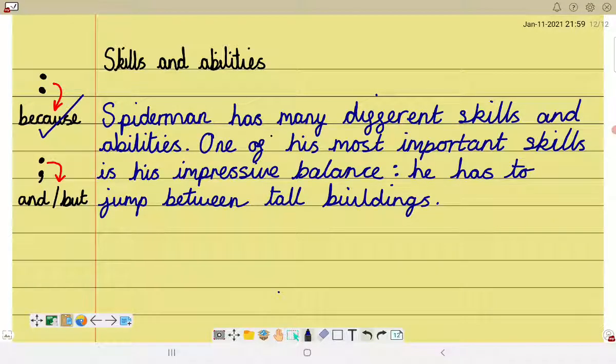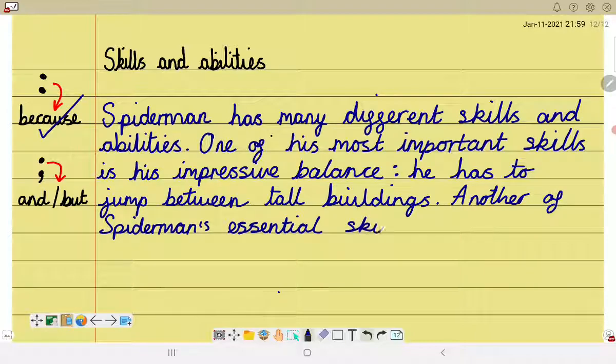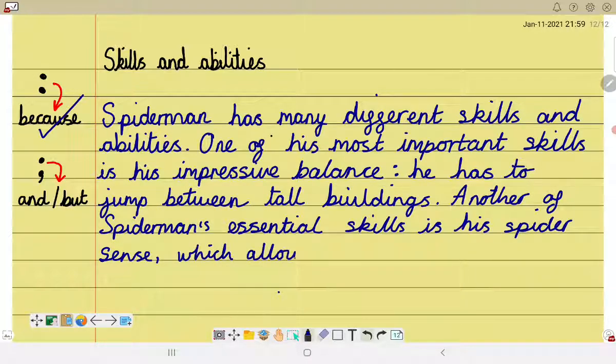Next thing that I'm going to write about is Spider-Man's spider sense. I'm going to say another important skill is his spider sense. Although I might not write important because I've already used that before. So I'm going to change it to another of Spider-Man's essential skills is his spider sense, which allows him to cling to most solid surfaces.